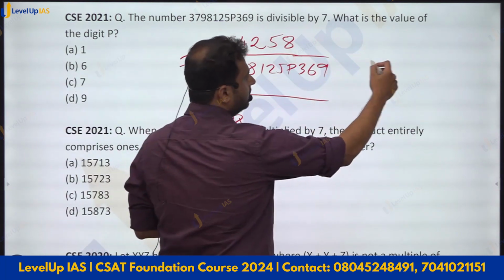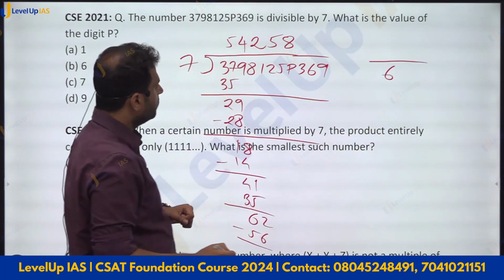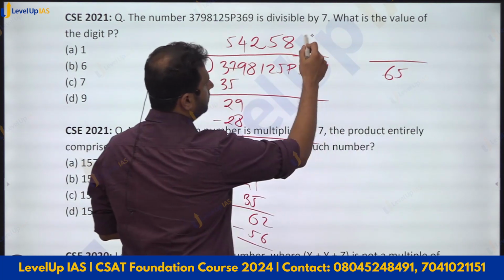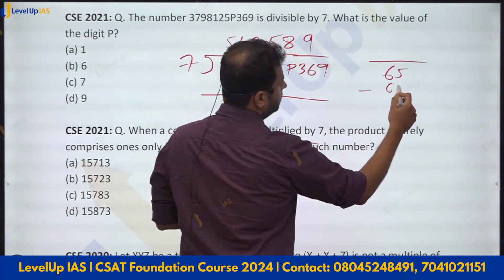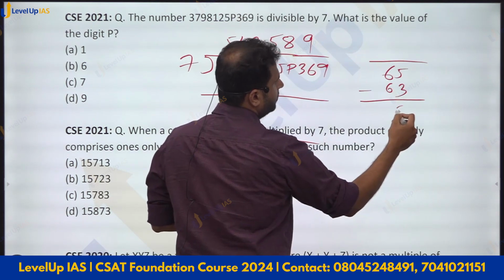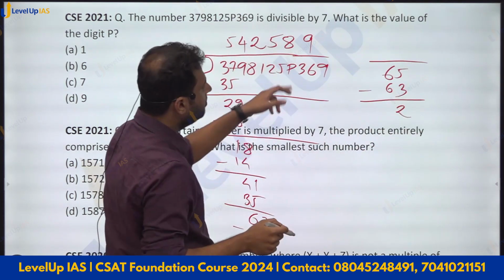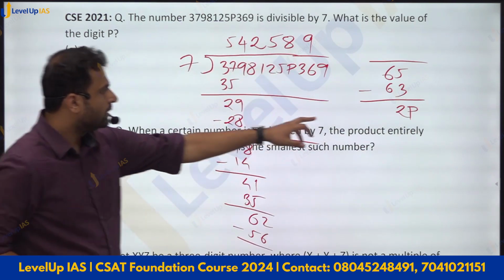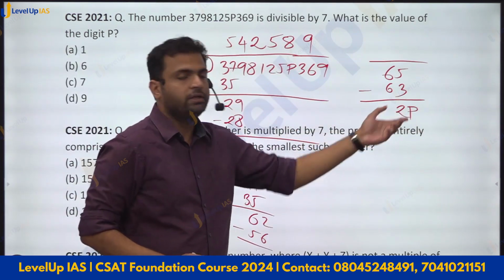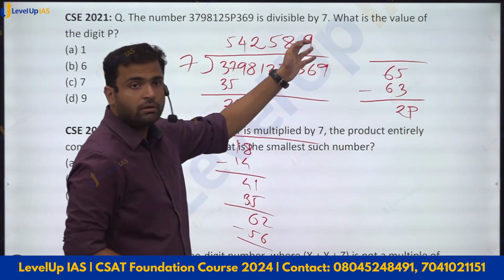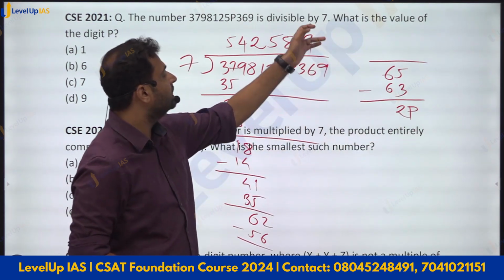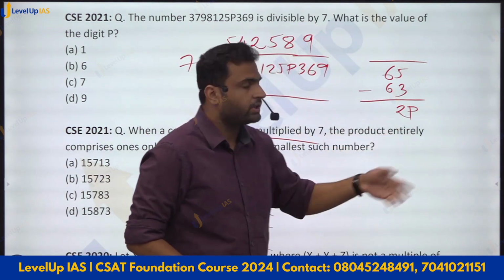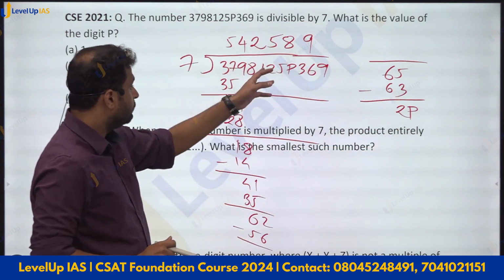I am writing it here. What would be the next digit after 2? We have 5. And then we get your p. Now what this p is, depending on that we'll have the next number in the quotient and next number in the subtraction. What can it be?